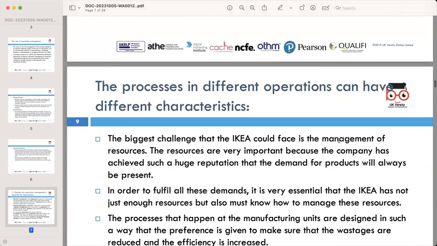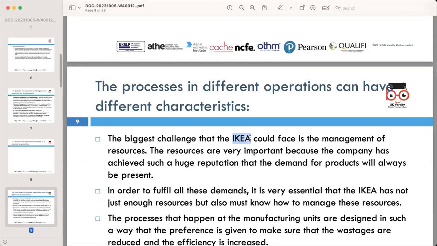Then here we come to this. Processes in different operations can have different characteristics. So the biggest challenge that IKEA faces, basically IKEA is a UK-based company. I don't know whether it's there or not, but it's furniture. Here we have one branch of IKEA. Okay. Basically they produce furniture.